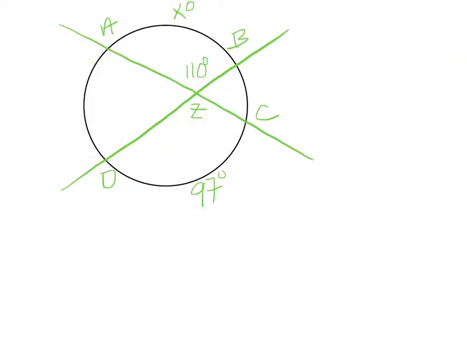So here's an example of how this 2 secants intersecting in the middle of a circle theorem can help us find the measure of an unknown. As you see, I have a circle here. I have secant DB intersecting secant AC at point Z here in the middle, and I can see that this angle at Z is equal to 110 degrees, and I can see arc DC is 97 and arc AB is X, and what I want to do is find X.